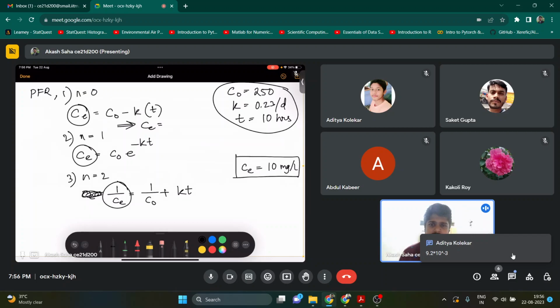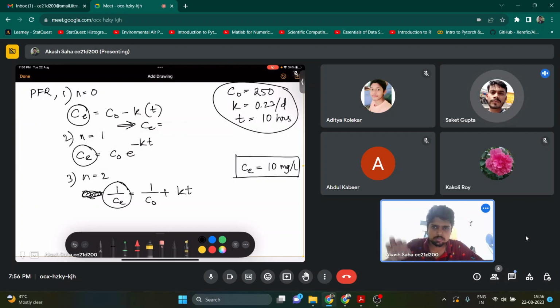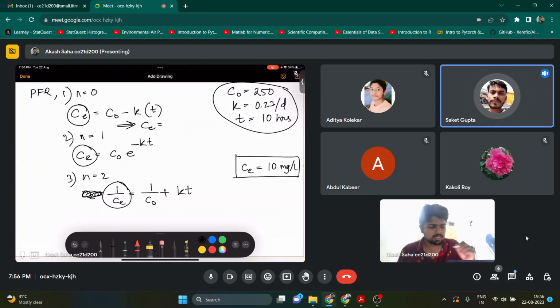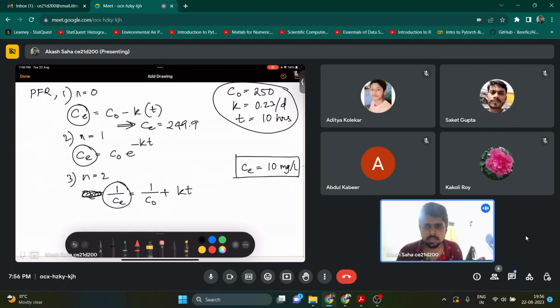9.2 into 10 to the power minus 3. I think you have not changed the units, because time is in hours and k is given in days. So you have to be careful. 249.904, yes, 249.9. So this is not equal to 10 milligram per liter. So we know that zeroth order reaction is not the correct answer.